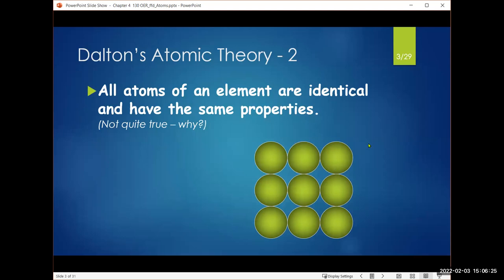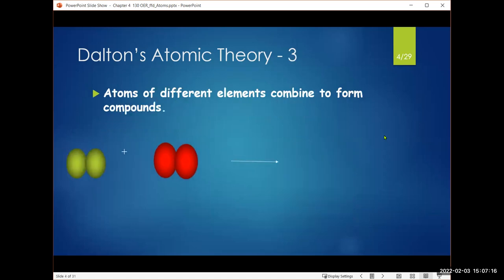Now, he also proposed that all atoms of an element are identical and have the same properties. Identical is a true statement. Having the same properties, not quite, okay? For example, carbon can exist in multiple forms. Specifically, it could exist in the form of a diamond, which is the hardest thing on Earth. Or it could be in the form of sheets and make up what is called dry lubricant. Totally different. It's made up of the same atoms of carbon, but the way they are put together relative to each other changes the properties 100%. Totally different.